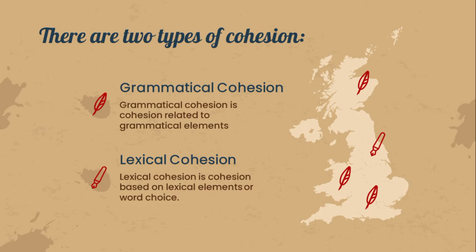There are 2 types of cohesion. The first is grammatical cohesion. What is grammatical cohesion? Grammatical cohesion is cohesion related to grammatical elements. And the second type of cohesion is lexical cohesion. Lexical cohesion is cohesion based on lexical elements or word choice.